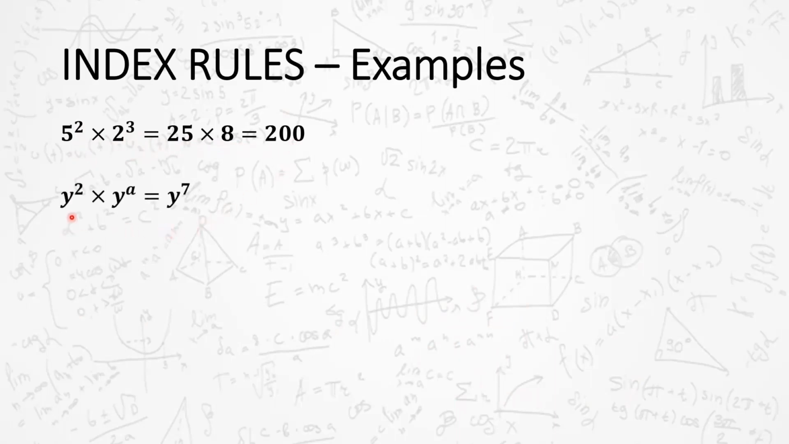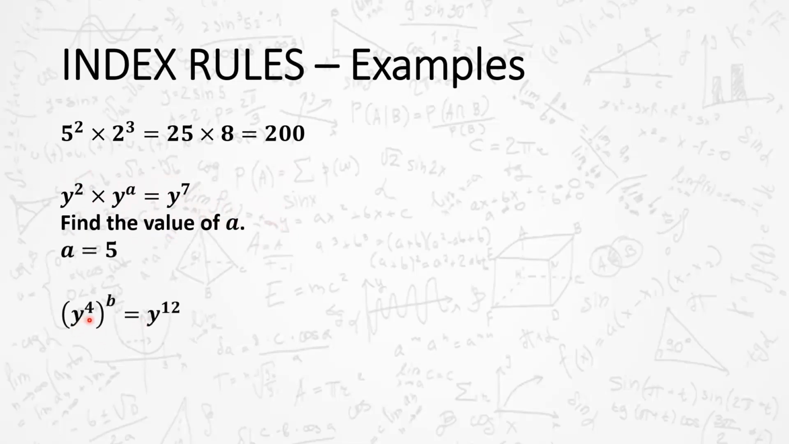Next one, y to the power 2 times y to the power a equals y to the power 7. You are asked to find the value of a. So think about the index rule. Apply the index rule, you will have 2 plus a gives you 7. Therefore, a equals 5.